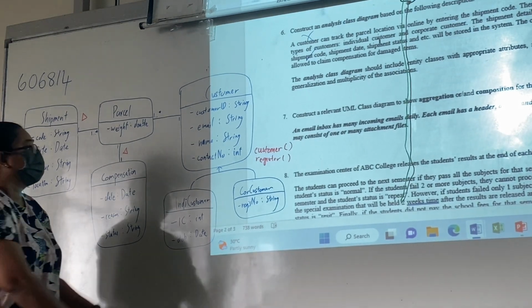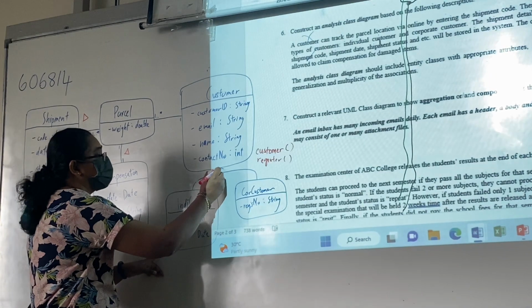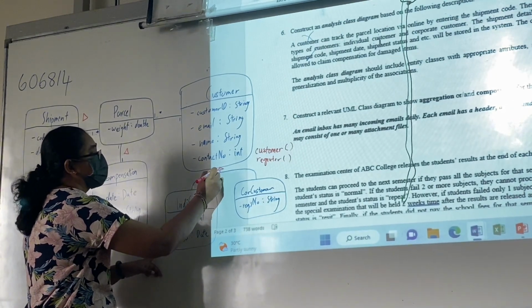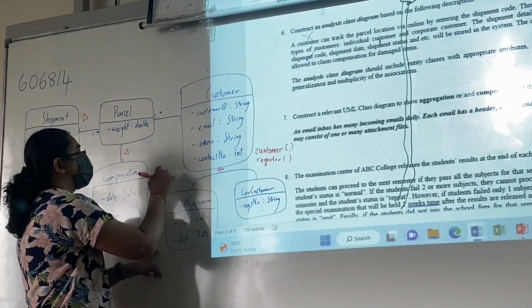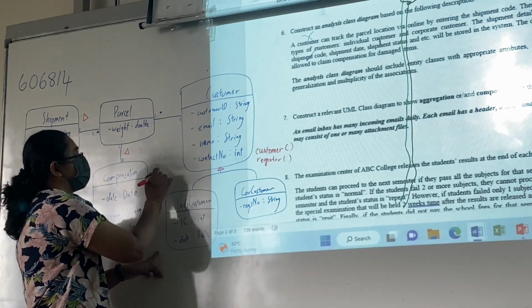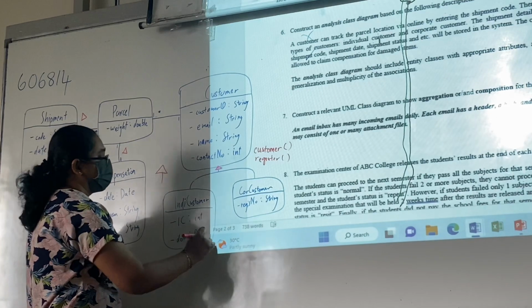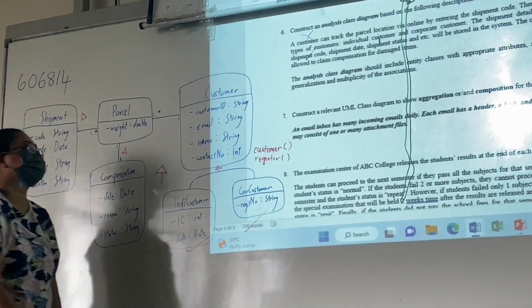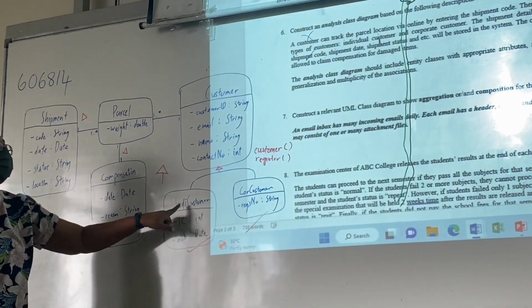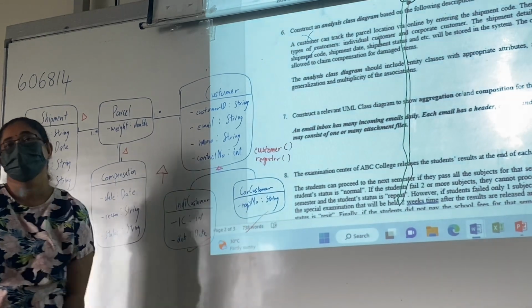Okay. So this is the symbol, wrong symbol actually. Inheritance is like this. It's just like this transition line. You must put like this. Inheritance. Okay? Good. Alright. Individual customer, corporate customer. If you can put full name. Indie customer, core customer. Okay?